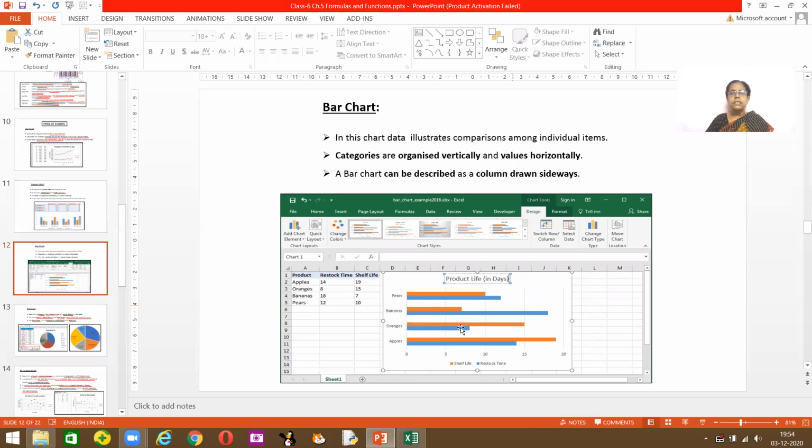Can you see? Because the bars are arranged sideways, like a sideways column, that's why this plotting is in a different way. You can see that the names of these things, the categories, are arranged on this side at the y-axis, and it's going this way. So in this chart, the illustration compares individual items. The categories are organized vertically, and the values are done horizontally. Can you see the values coming across? It's different. A bar chart can be described as a column drawing sideways. Instead of straight up, it's coming sideways, and it does a comparison of each item.